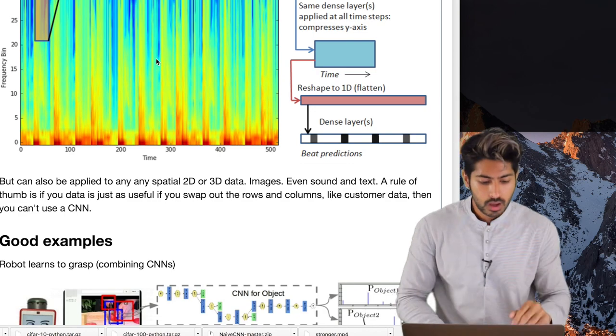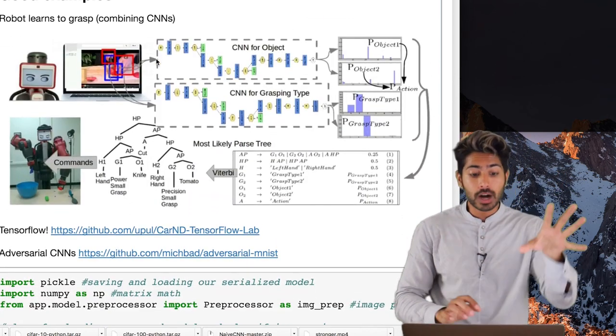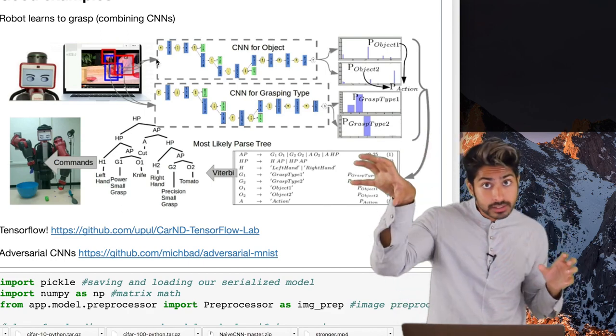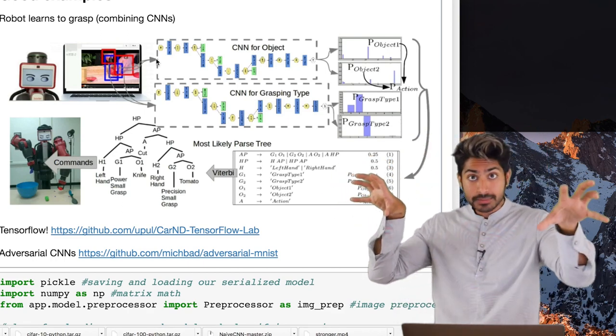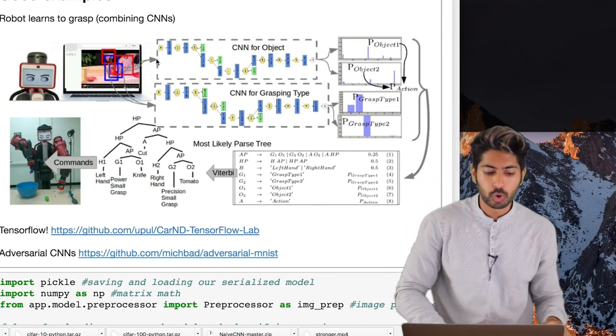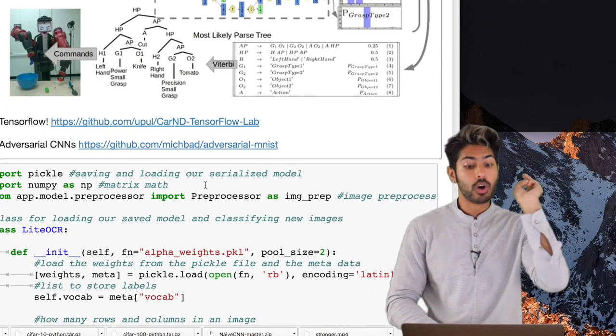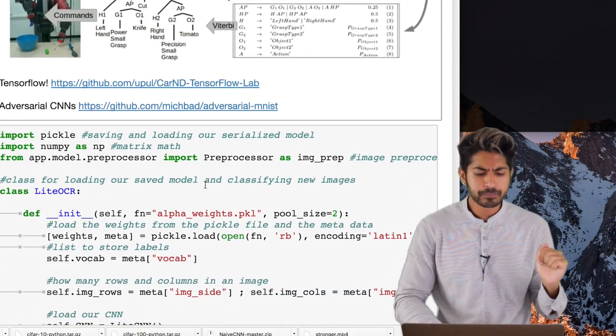Okay, and a great example of using CNNs is robot learning. You can use a CNN for object detection, and then you can use a CNN for grasp learning and combine the two, and then you could get a robot that cooks, which is really cool. I've got a great TensorFlow example and a great adversarial network example. Okay, let's go into the code now.